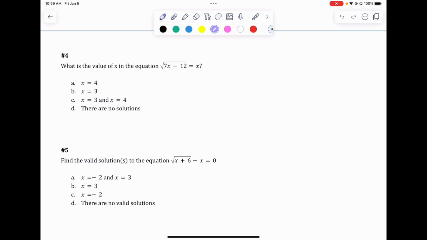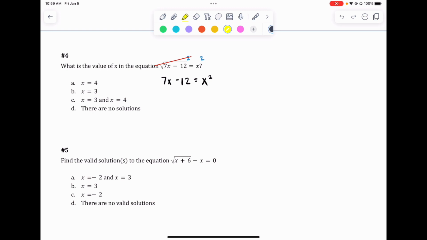So the radical is isolated, so I'm going to go ahead and square both sides. And so squaring the radical is going to cancel it out, and it's going to leave me with just the stuff that's inside exactly as is. So 7x minus 12 equals x squared. And now I have a quadratic because I have an x squared term. That's what makes it a quadratic.